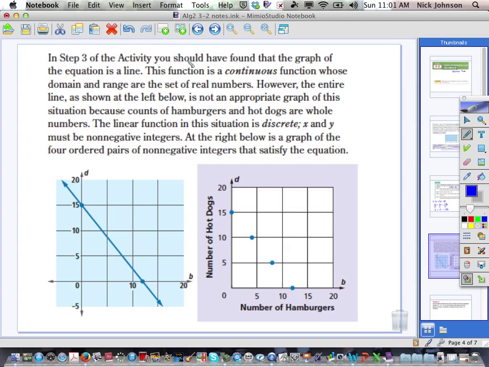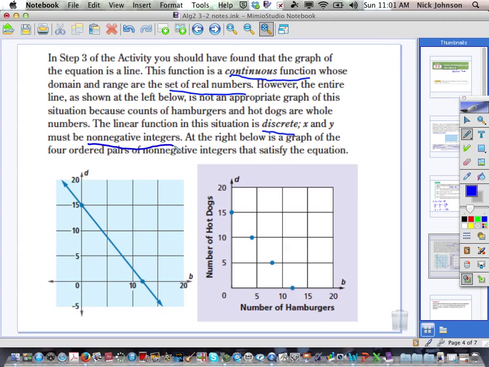Why do we have this? It says in step 3 of the activity, you should have found that the graph of the equation is a continuous function. We just went ahead and drew the graph. The domain and range are the sets of real numbers, which is fine. However, the entire line as shown at the left below is not an appropriate graph of the situation because counts of hamburgers and hot dogs are whole numbers. You can't buy 2.5 hot dogs or 2.5 hamburgers. You can only buy whole numbers, which is why this linear function is discrete.